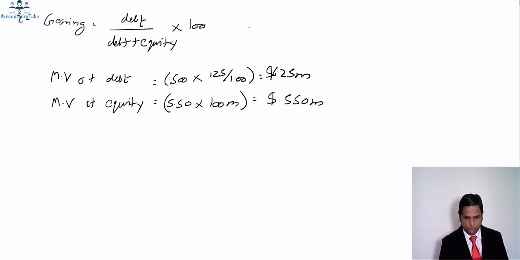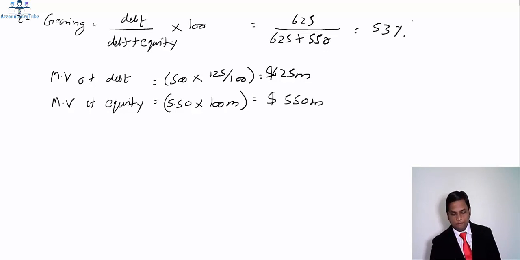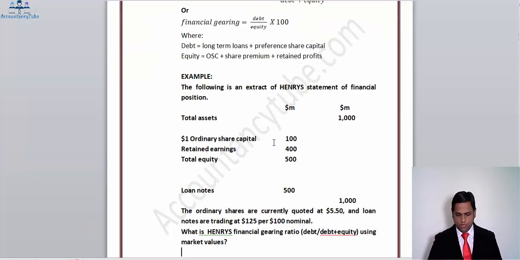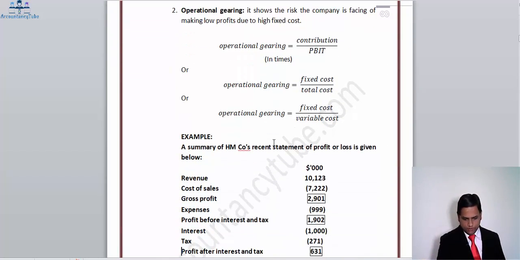Now putting the figures in our gearing formula, that is debt over debt plus equity, 625 over 625 plus 550 will give us 53%. So this company, Henry, is about 50% funded by debt. The gearing has increased. That's the computation of the example pertaining to the ratio of financial gearing. Moving on to our next example.